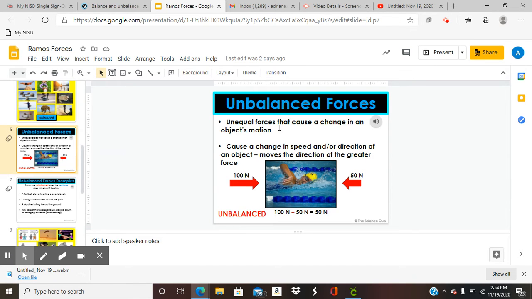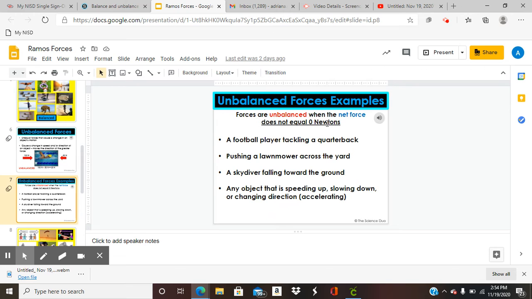Unbalanced forces are unequal forces that cause a change in an object's motion. So what causes a change in speed or direction is that the object moves in the direction of the greater force. So if you have 100 newtons going to the left, 150 newtons going to the right, then you're going to subtract those two, and that's going to equal 50 newtons. Okay, and then the force is unbalanced. Forces are unbalanced when the net force does not equal 0 newtons.